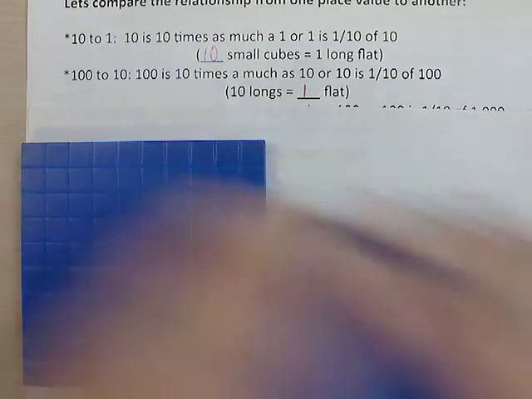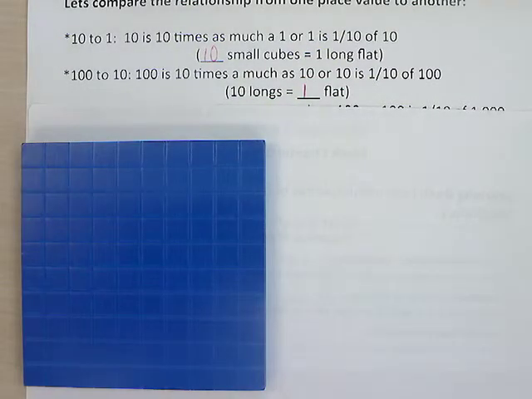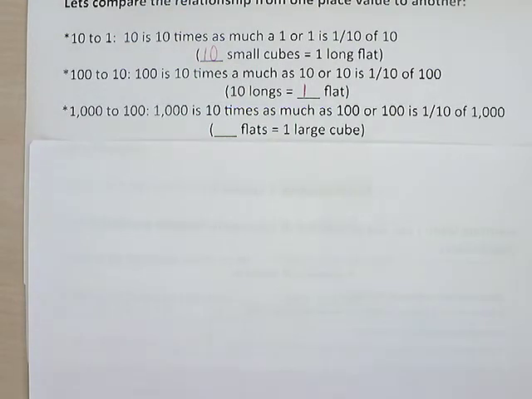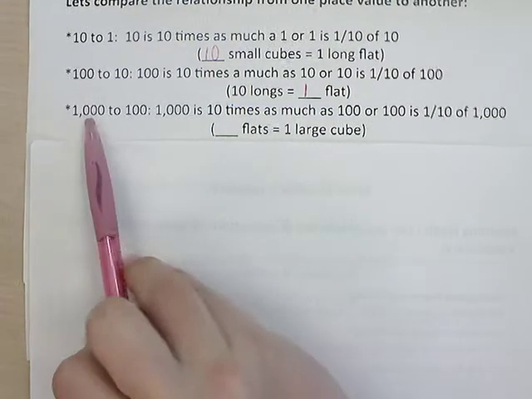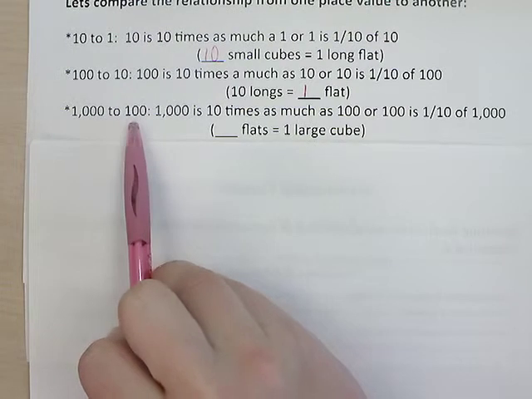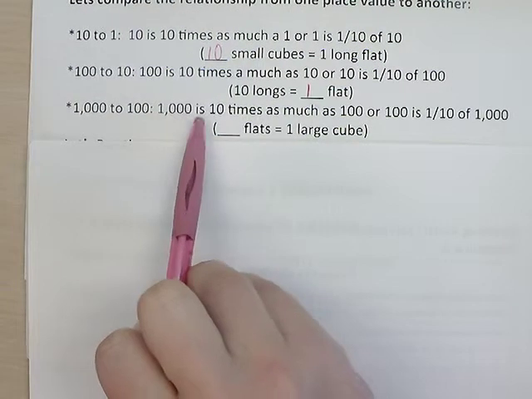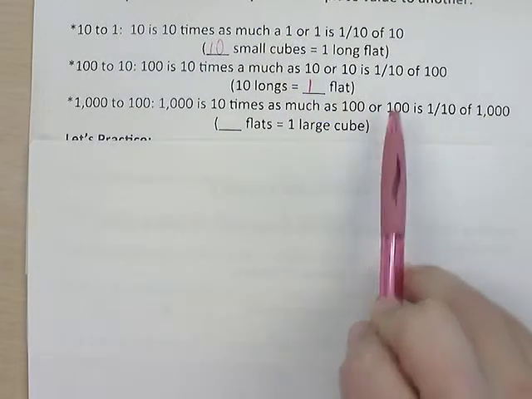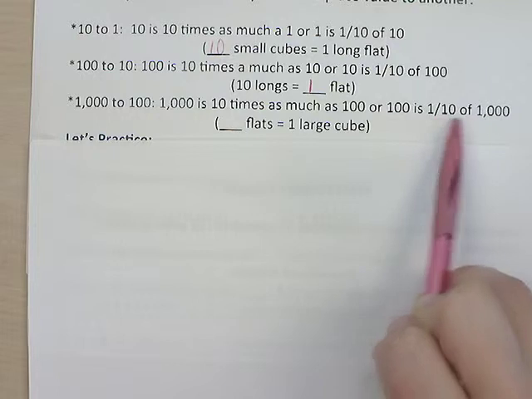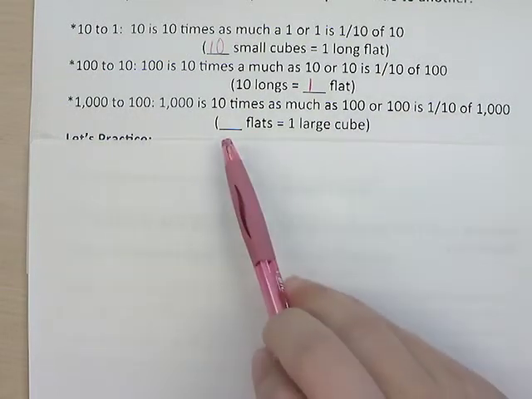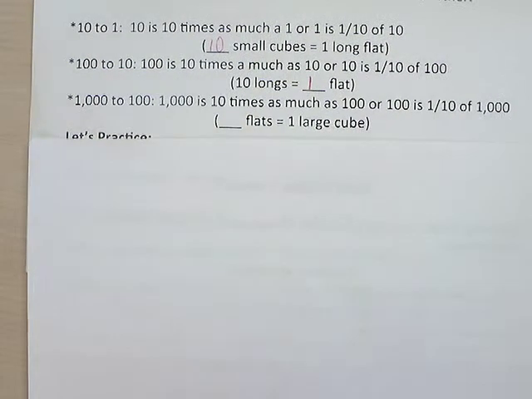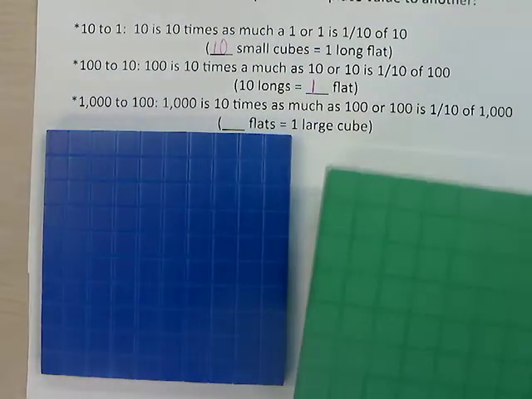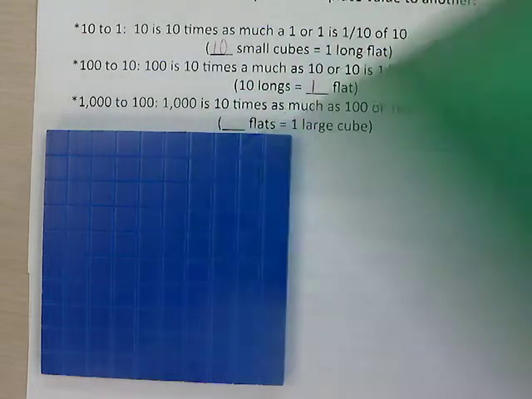And that's our relationship between our tens and our hundreds place. Now if we were going to go down between our thousands place and our hundreds place, 1,000 is 10 times as much as 100, or 100 is 1/10 of 1,000. So they want to know how many flats equals one large cube. So this would be my flat, which equals 100, and this is my large cube that equals 1,000.